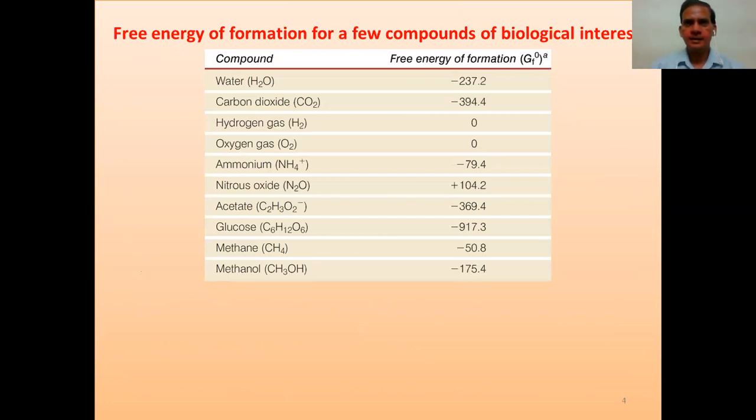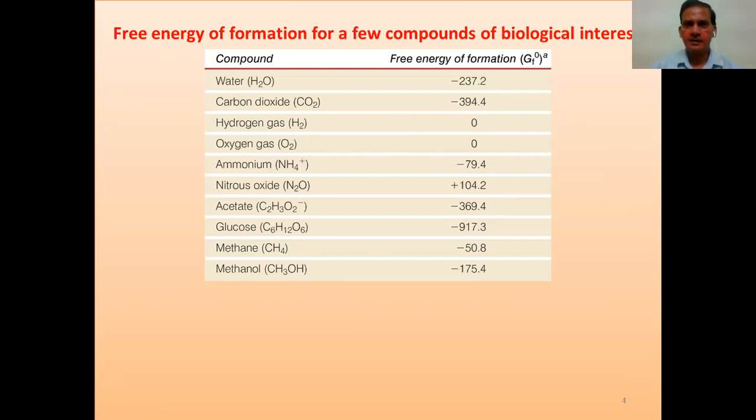Here there are the compounds which are of biological interest: water, carbon dioxide, hydrogen, oxygen, ammonium, nitrous oxide, acetate, glucose, methane, and methanol. And these are the free energy of formation of these compounds. If we look at hydrogen or oxygen, they have zero energies of formation. It means that there will be no energy liberated in their formation. They are already elemental stable forms.